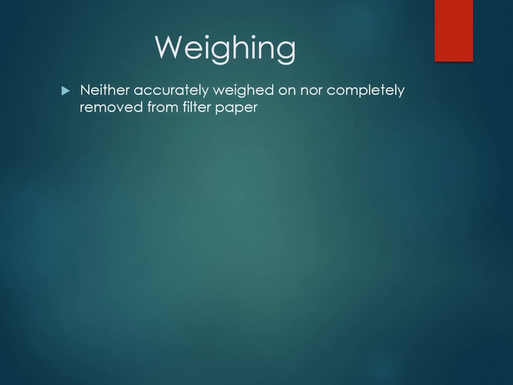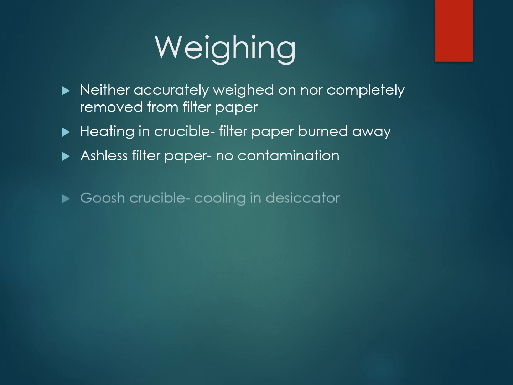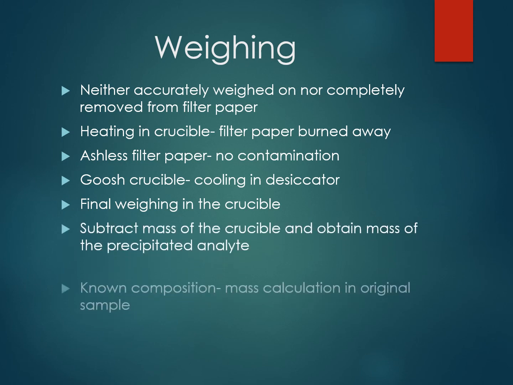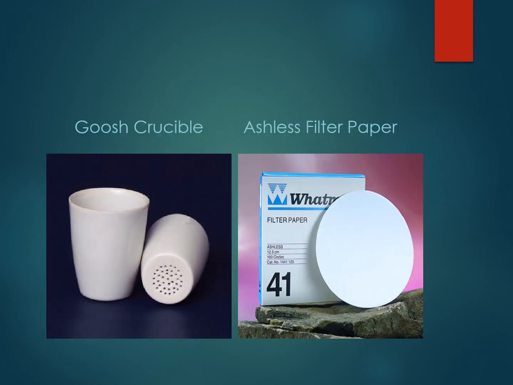Then we come to weighing. This is the final step in the gravimetric analysis. Precipitate formed can neither be weighed accurately nor is it removed completely when it is obtained on the filter paper. It is very difficult to remove each and every particle of the precipitate from the filter paper. Also, it is not possible to weigh the precipitate along with the filter paper.